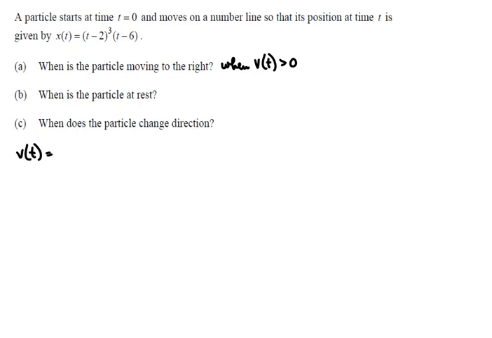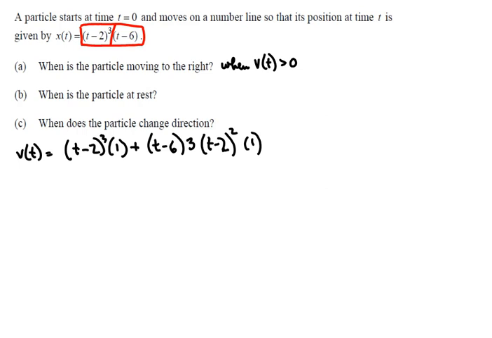By using the chain rule, by using a product rule and a chain rule within the product rule. So the derivative is basically a product rule, where the first function is (t minus 2) to the third and the second function is t minus 6. So first times derivative of second plus second times derivative of first. The derivative of the first term is 3 times (t minus 2) squared times the derivative of t minus 2, which is 1. So we have (t minus 2) cubed times 1, which is just (t minus 2) cubed, plus 3 times (t minus 6) times (t minus 2) squared.